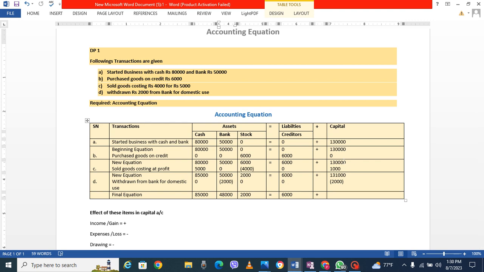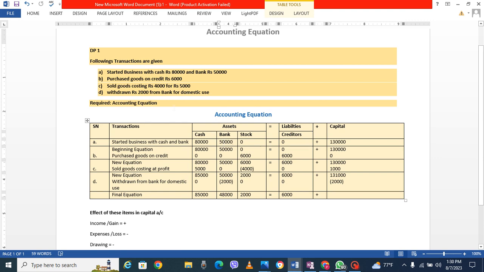So next is number C, sold goods costing 4,000 for 5,000. So you have received here 5,000 rupees cash. So you add to our cash, that is 5,000 in the cash column. So there is no impact of this transaction on bank, so we have written here 0.